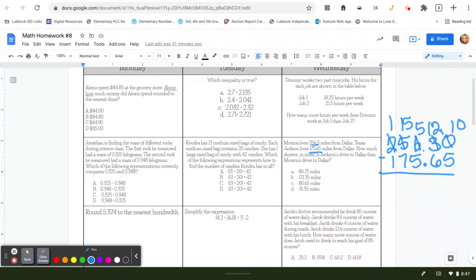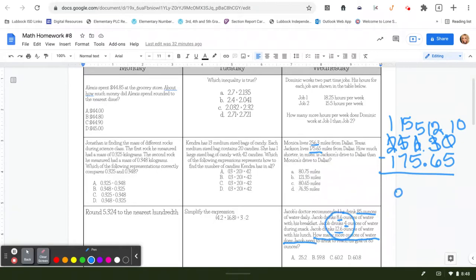Jacob's doctor recommended he drink 85 ounces of water daily. Jacob drinks 8 and 6/10 ounces of water with his breakfast. Jacob drinks 4 ounces of water during snack and 12 and 6/10 ounces of water with his lunch. How many more ounces of water does Jacob need to drink to reach his goal? This is multi-step. Step 1 is to add up what he has already drank.